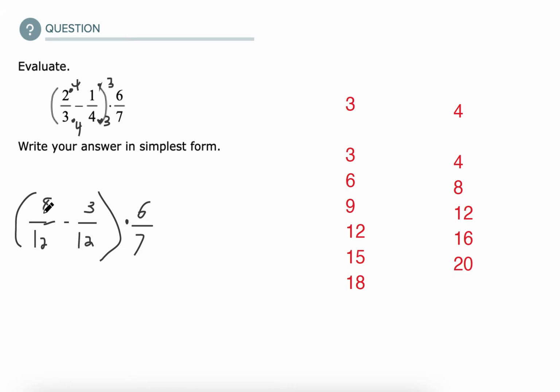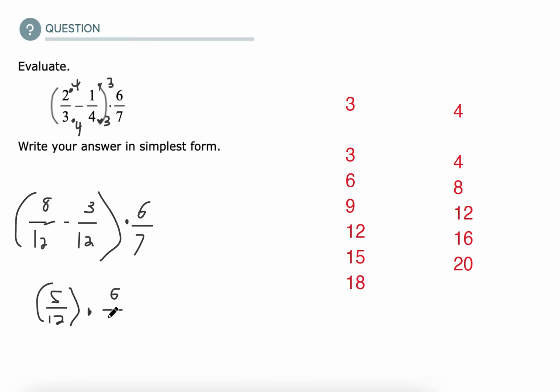Now I can subtract inside. 8 subtracted by 3 makes 5 over 12. So the inside of the parentheses is done being simplified. We've got it. And now it's just a fraction times a fraction. And fraction multiplication is nice and straightforward.